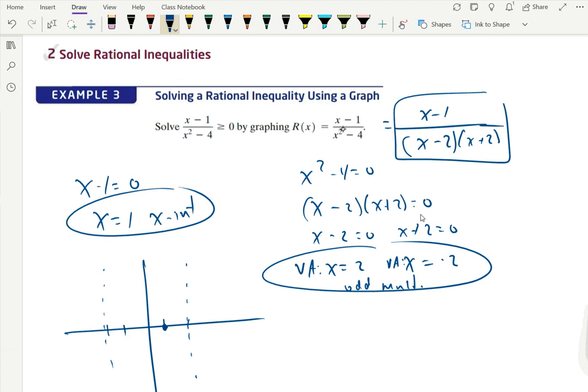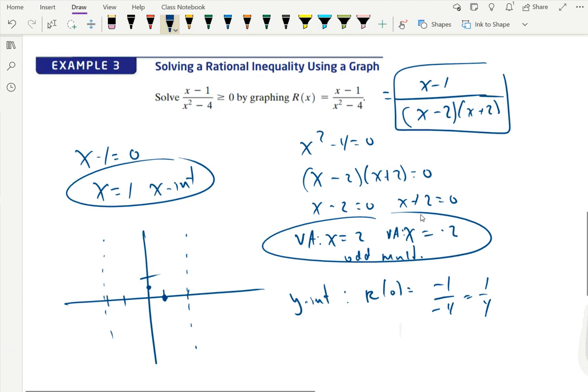Okay, x minus 1 is also an odd multiplicity, so we're going to go through that one. If I figure out the y-intercept, that means I want r of 0. That's negative 1 over negative 4, so that's a fourth, which is going to be up here. Just from this information, I think we have enough that we can figure out the rest of the graph.